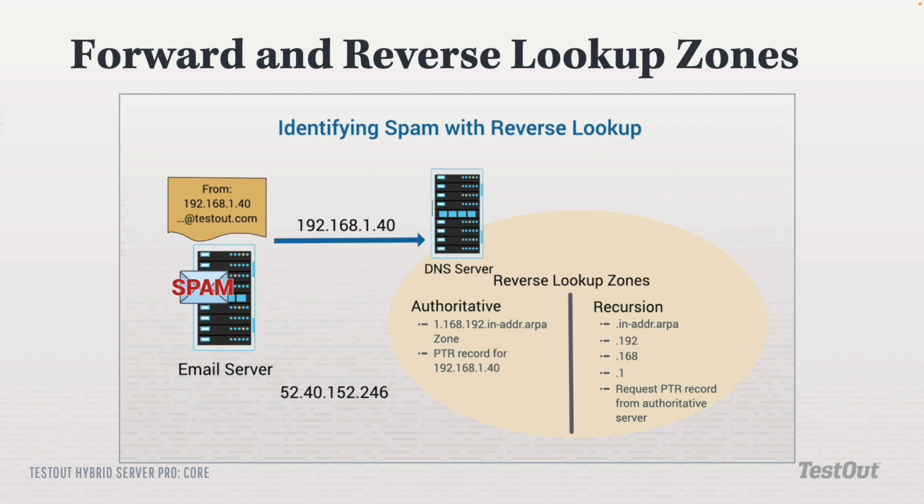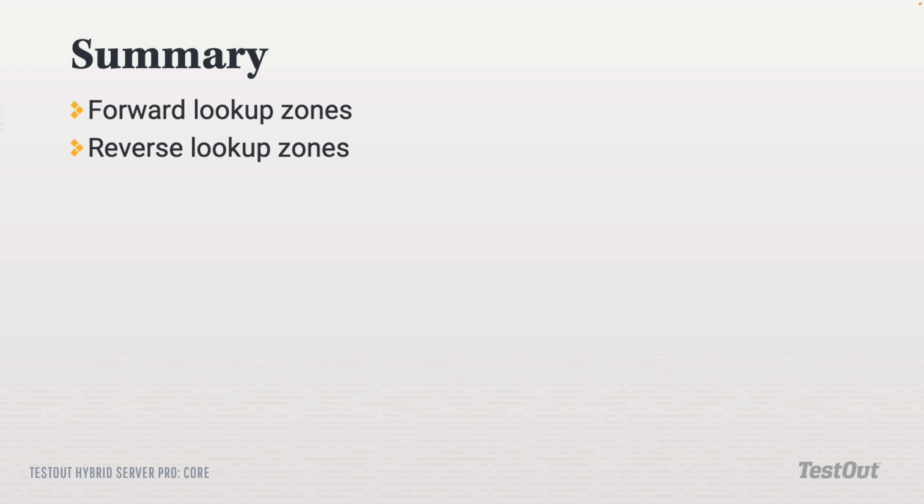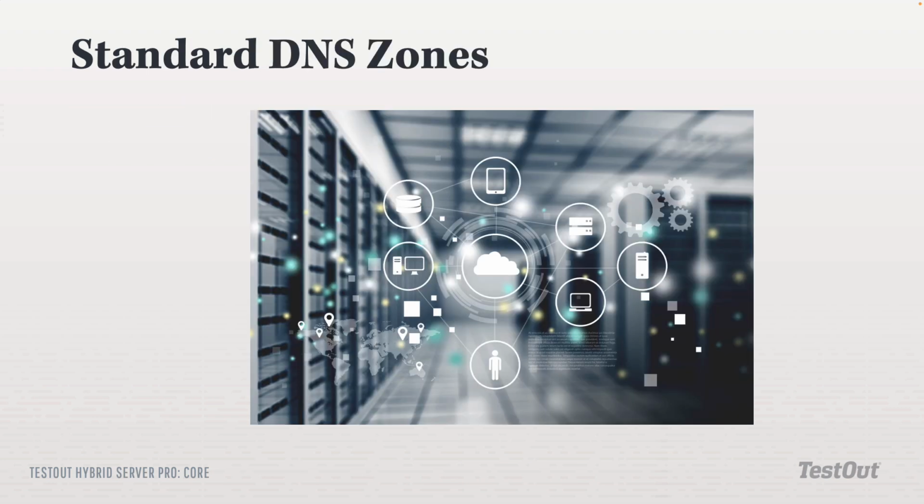It's knowing that it's not coming from who it's supposed to. So here we can type in this IP address, 52.40.152.46, and do a search or a query on it. When we get the reply back, we're going to notice that it is, in this case, not testout.com. It's some other URL, some other domain name, so that's how we know that it is not coming from who it says it's coming from.